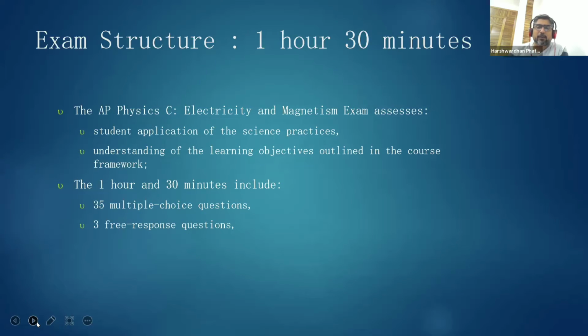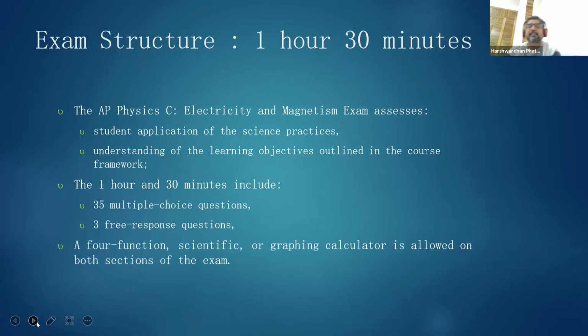In the multiple choice questions, obviously, you just need to pick the correct answer. All the questions in the multiple choice section carry equal marks. A 4-function scientific or a graphing calculator is allowed on both sections of the exam. So throughout your exam, you can use the graphing calculator. Besides this, on the paper itself, there is a formula sheet with all the physical constants, etc. Whatever you need for the exam, they are already given.